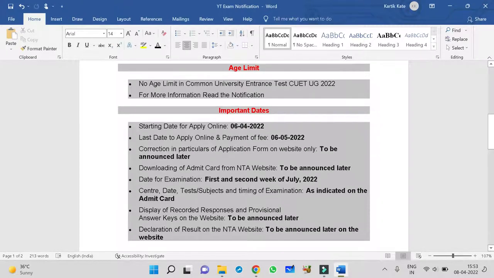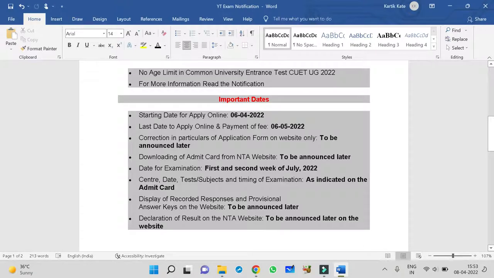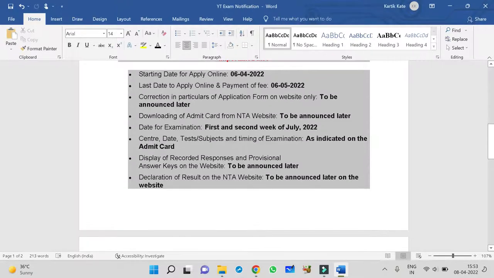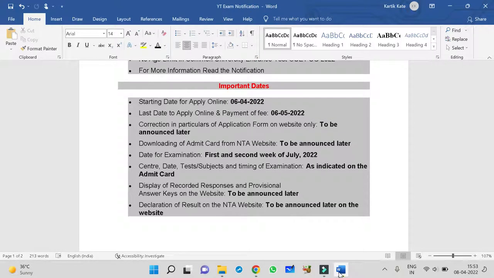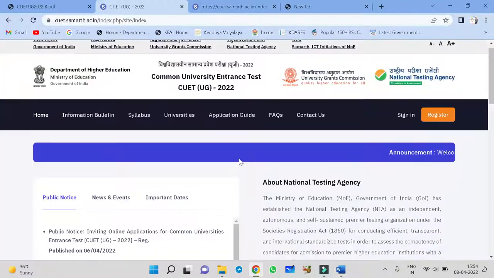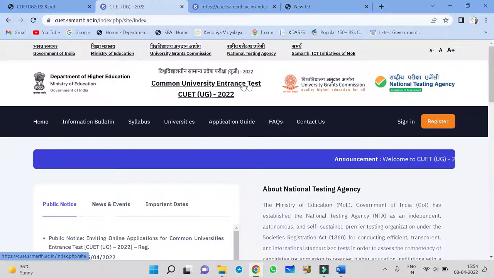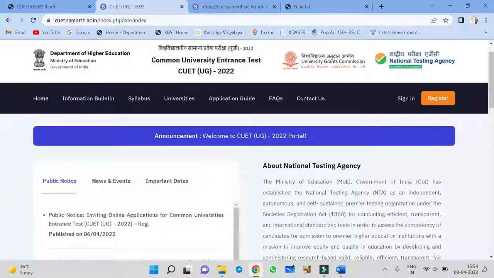Important dates: it started on 6th April 2022, and it will end around 6th May 2022. These are the important dates you have to make sure of. Take a screenshot if it is necessary. If I want to provide you the link, this is the official page of the Common University Entrance Test. That link will be provided in the description box of this video. So this is the link.